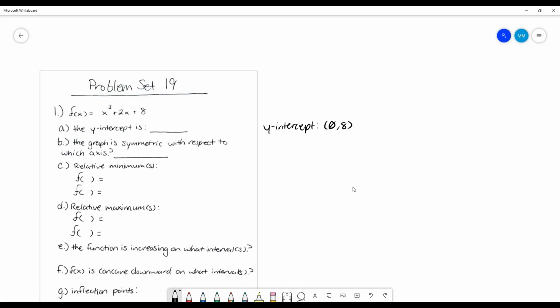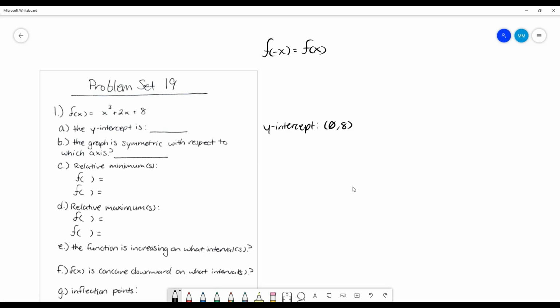Next up, our graph is symmetric with respect to which axis? So there's a couple ways we could do this. First, we could just sketch out the graph and visualize it, but we want to figure this out algebraically, just so that we know how. It can either be symmetric with respect to the y-axis, the origin, or no axis.